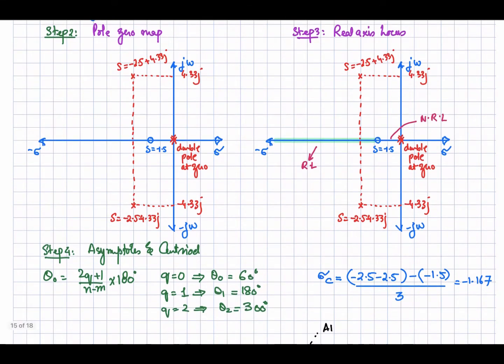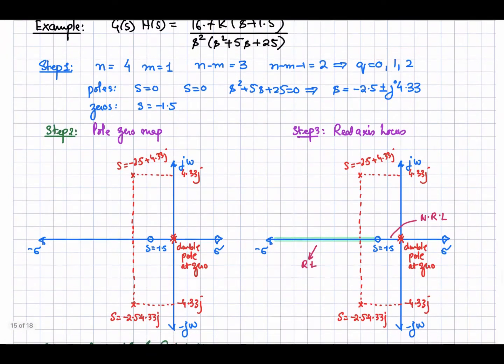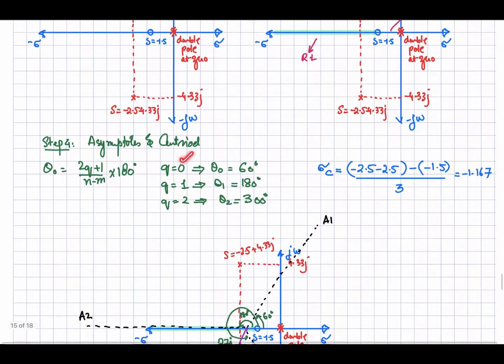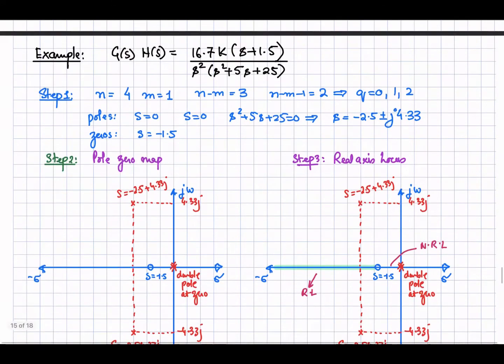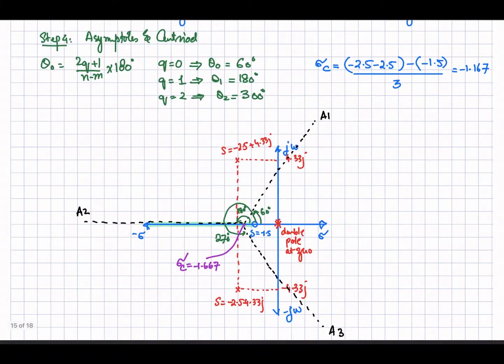For the asymptote we have this equation: theta is equal to (2q plus 1) divided by (n minus m) into 180 degrees, and we have seen that q should be equal to 0, 1 and 2. By taking q equal to 0, theta will be equal to 60 degrees. And what is n minus m? These are the number of loci moving toward infinity. So n minus m is equal to 3. There will be 3 loci moving towards the zeros at infinity. So 60 degrees, 180 degrees and 300 degrees are the angles for the asymptotes.